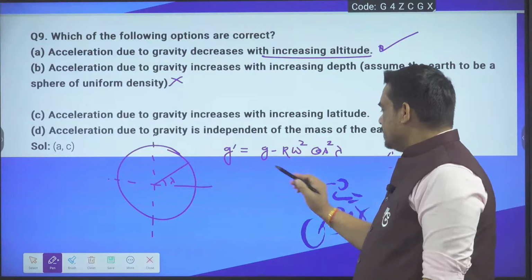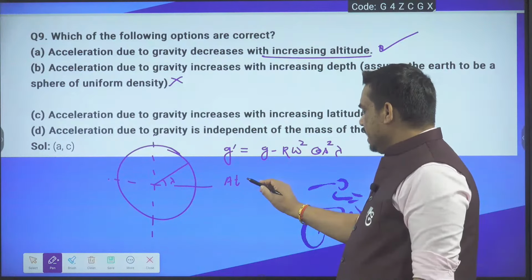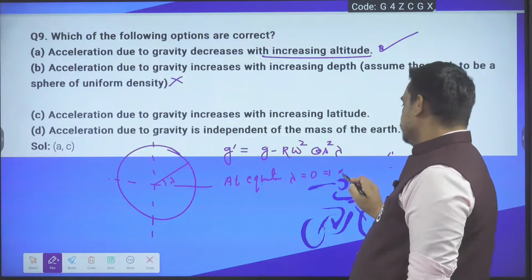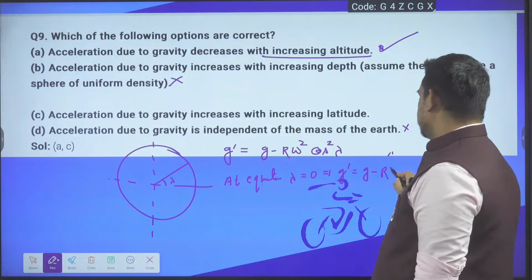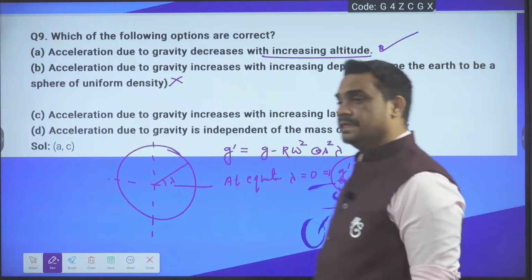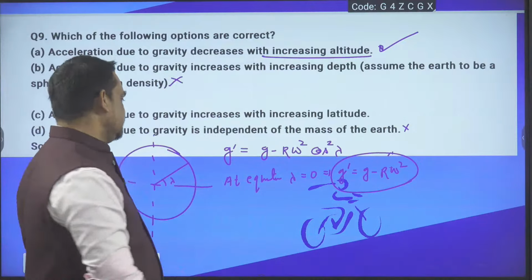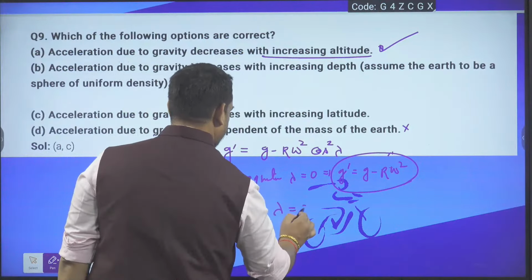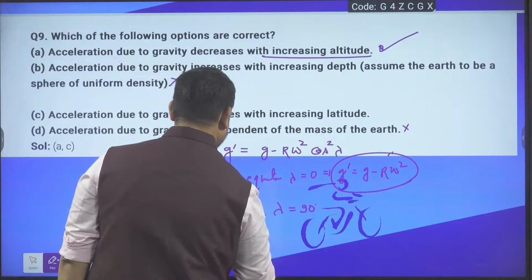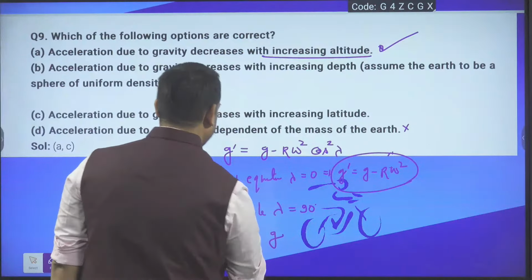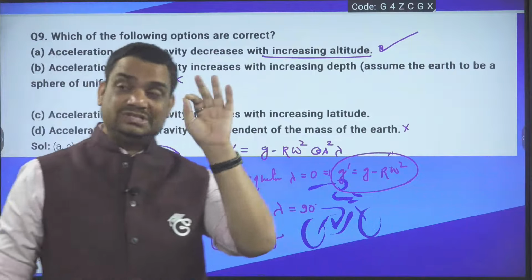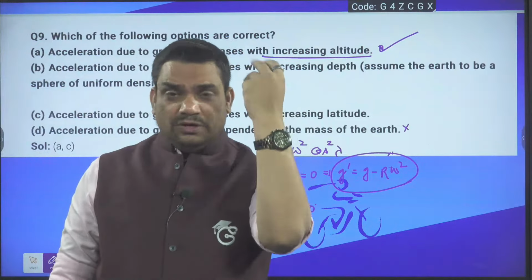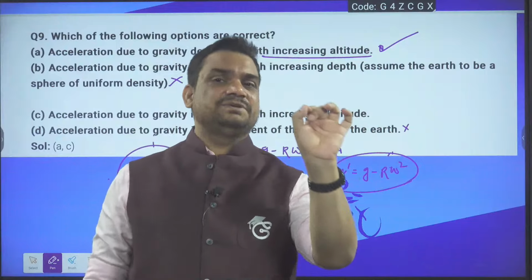Now we can say that at the equator, lambda is 0. So g dash is basically g minus R omega square. At the pole, lambda will be 90, so cos 90 is 0. So g dash is equal to g. This means at the equator maximum change happens, at the pole the change is nominal. At the pole there is no impact at all. Maximum impact happens at the equator.